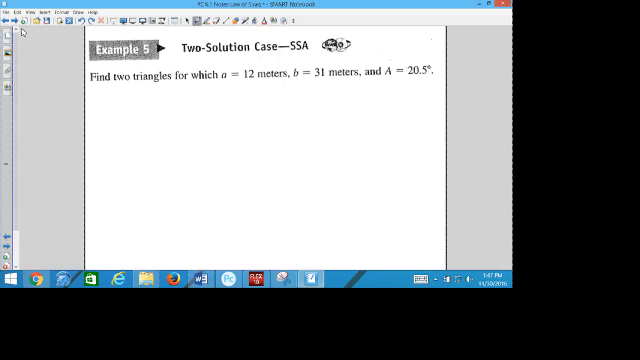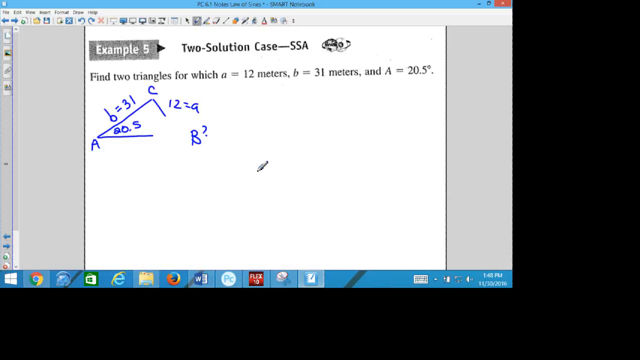All right, you ready for this? This is the one that's going to take most of the period. You ready? Oh. No, it's not. Kind of though. All right. Find 2 triangles, which A is 12, B is 31, and angle A is 20.5. So angle A is 20.5. That's a pretty skinny angle. Side B is 31. And side A is 12. We don't know anything about angle B. We don't know anything about side C.